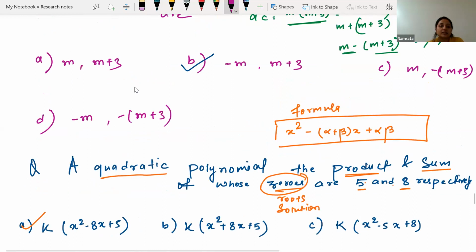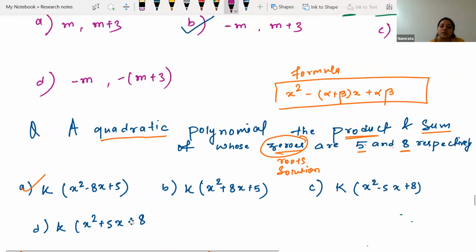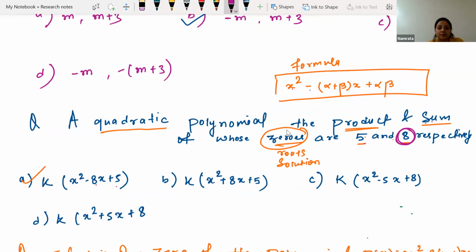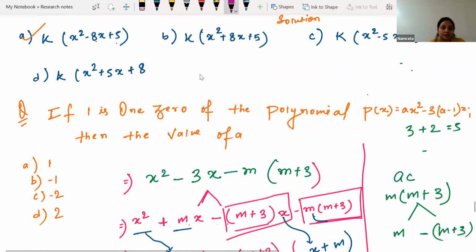By applying this rule, we will be able to frame our polynomial. As you can see, first we have to write x square minus sum. Sum is given over here as 8. Product is 5, but sum is 8. So we are saying x square minus 8x plus 5, and option A is the correct option. K value can be any number. K can be 1 also. Is it clear? Yes, ma'am. Let's do the next one.